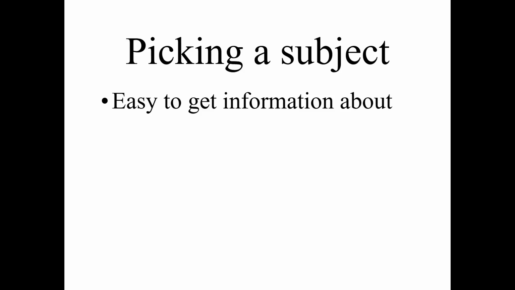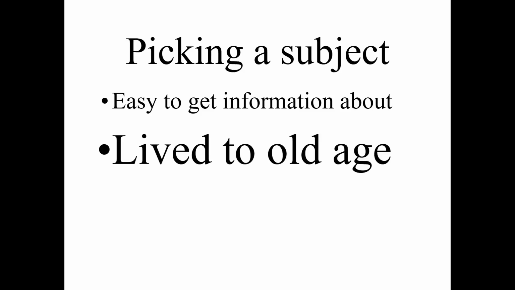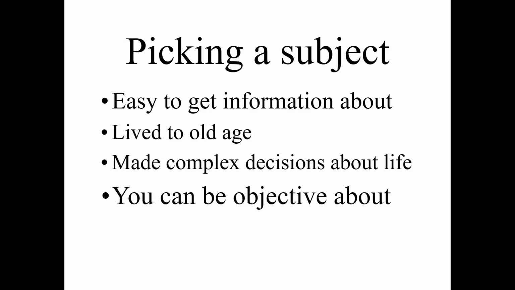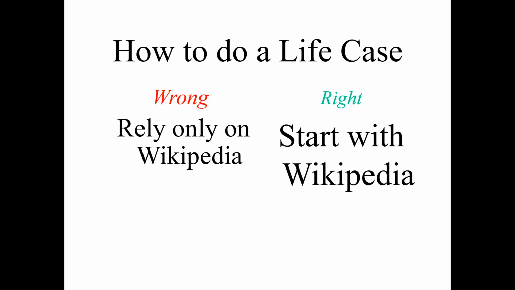So in picking your subject, this should be a person that it's relatively easy to get information about. Someone who lived to a ripe old age. Someone who made a complex decision during life. And someone that you can be objective about, not somebody that you want to adore and not somebody that you detest. Yes, start with Wikipedia.